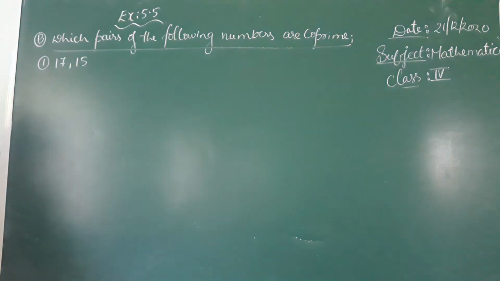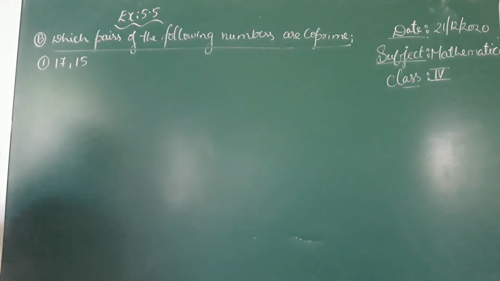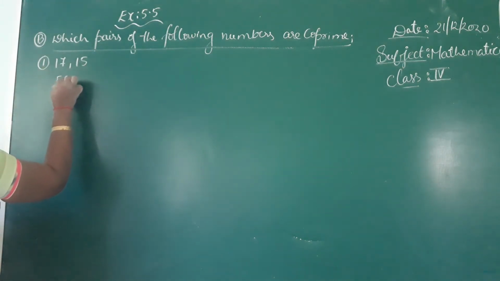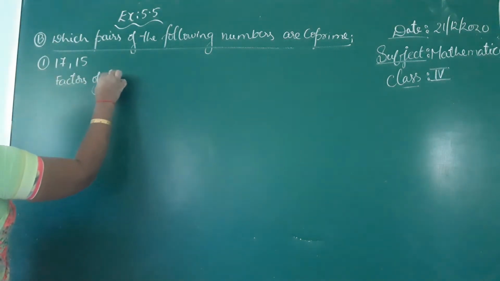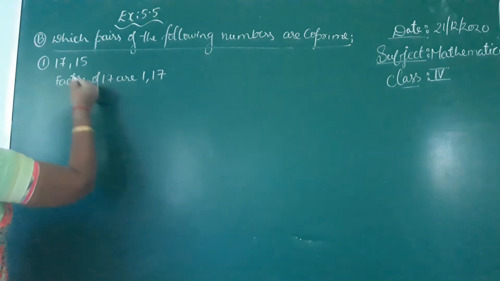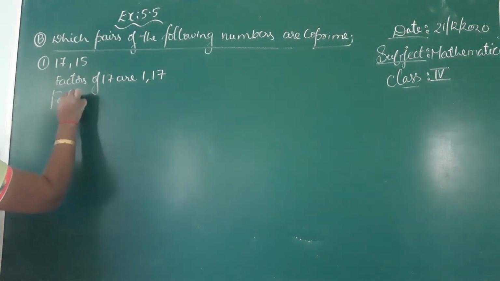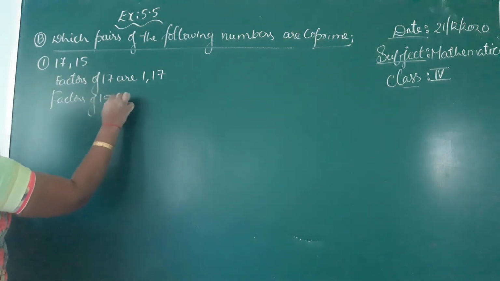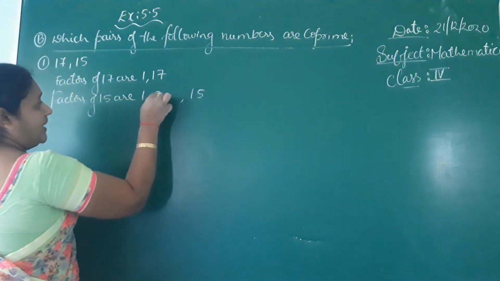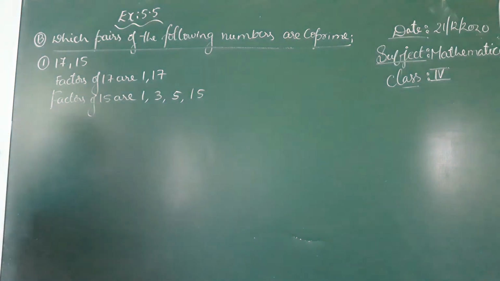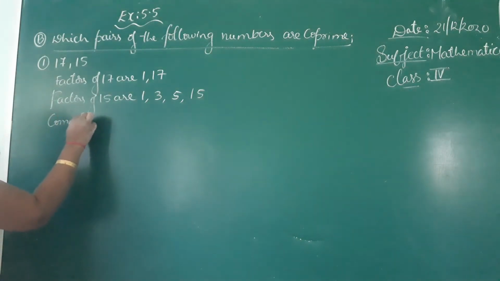First, we have to find the common factors of these numbers. We can say the numbers are co-prime if the common factor of the numbers is 1. So, what are the factors of 17, children? Factors of 17 are 1, 17, because 17 is a prime number. Next, factors of 15 are 1, 3, 5, 15.